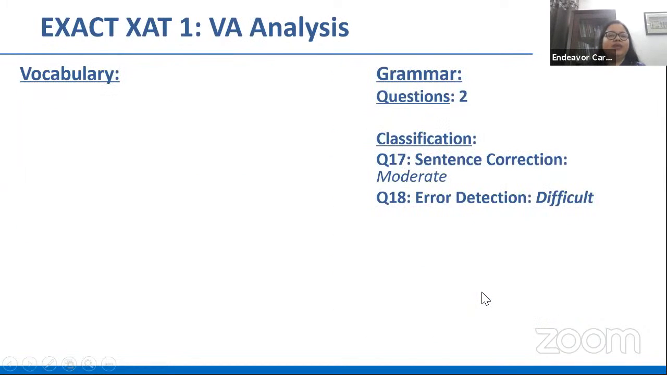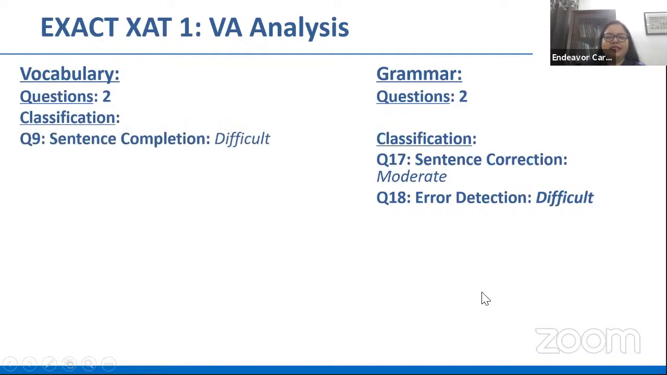Okay. Now, let's look at the vocabulary questions. The two text completion questions, sentence completion questions, one of them was difficult. The second one is a moderate one. The second sentence completion question was a moderate one because you could identify one keyword there for one of the blanks and easily locate the answer.